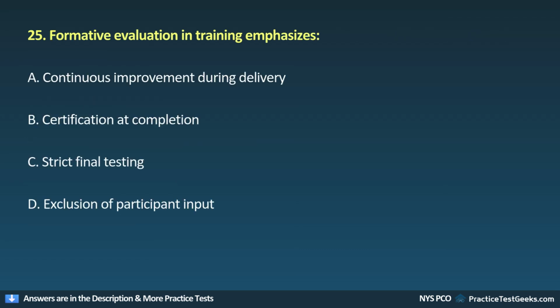25. Formative evaluation in training emphasizes: A. Continuous improvement during delivery. B. Certification at completion. C. Strict final testing. D. Exclusion of participant input.